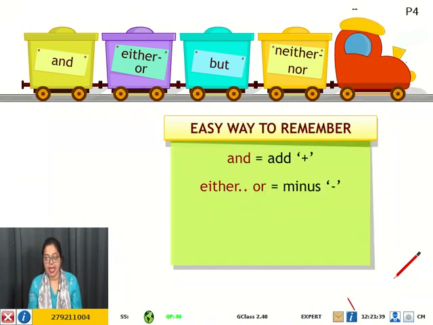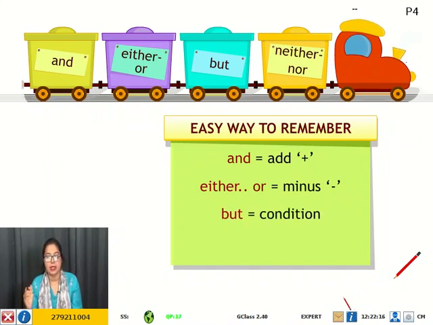So have a look at this. And equals add plus. That means when we are to add two things together in a sentence, let's say a sentence is incomplete and we are trying to add something more to it, then we use the word and. Then either or, when we are to deduct something from the sentence. Let's say we are to deduct certain information from a particular sentence, then we use either or. Or if there is a choice in a sentence, then we can use either or.